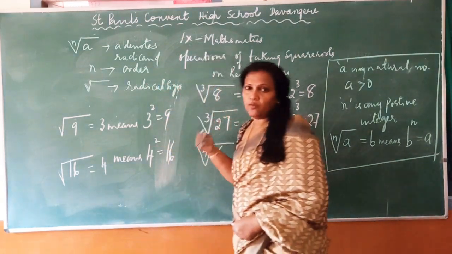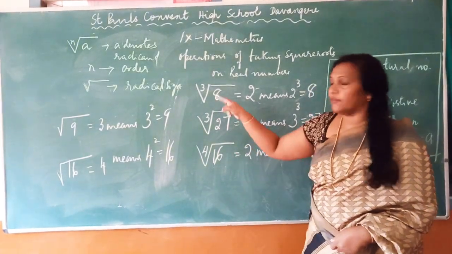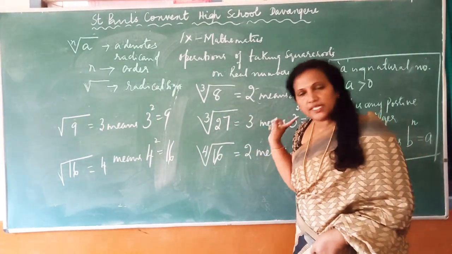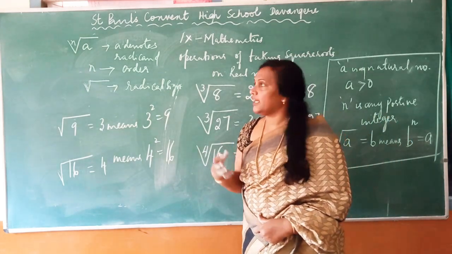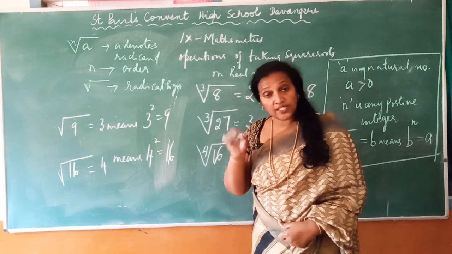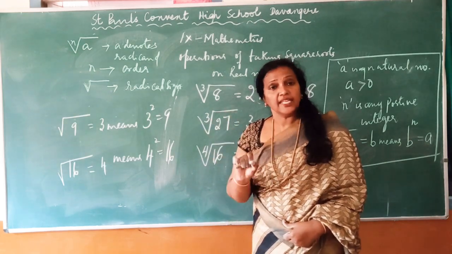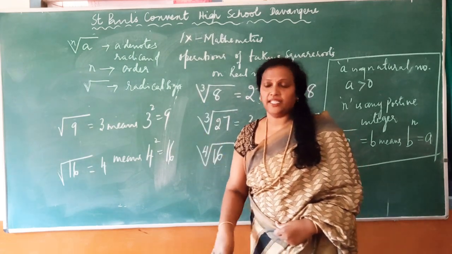Okay, you write down whatever is written above. Give the heading, and write down from the beginning where I started up to the general conclusion. Lastly, from the general conclusion, write what each term denotes. A is called the radicand. n is called the order. That symbol is called the radical sign.